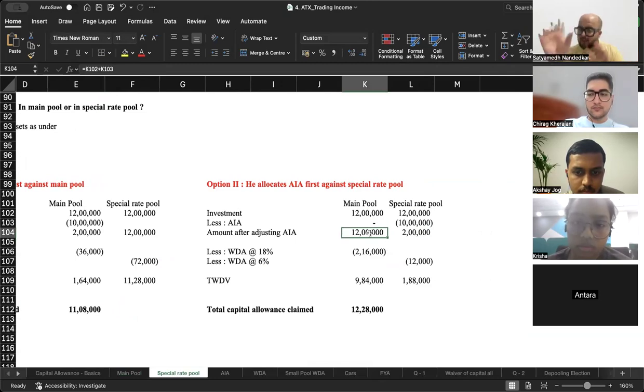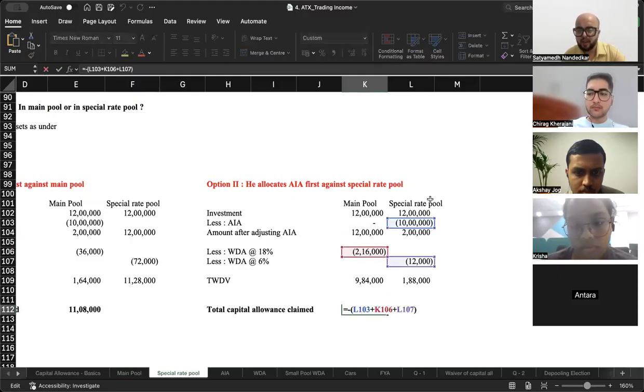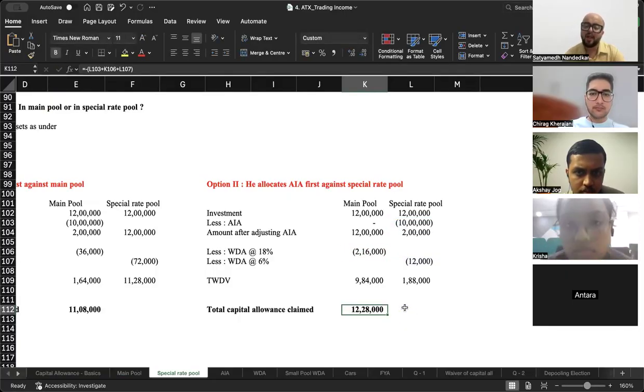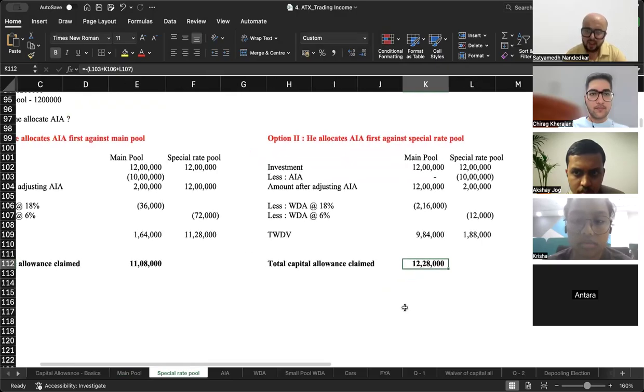On 12 lakh, see, from the main pool you subtracted nothing. On this now you will get 18% WDA. 12 lakh into 18% is 2 lakh 16,000. What is the total capital allowance? 10 lakh, 2 lakh 16,000 and 12,000. That is 12 lakh 28,000. This is the total amount of capital allowances claimed. Okay. So where is it more beneficial to allocate the AIA? More beneficial to allocate it against the special rate pool first, because that way you can accelerate the capital allowances.